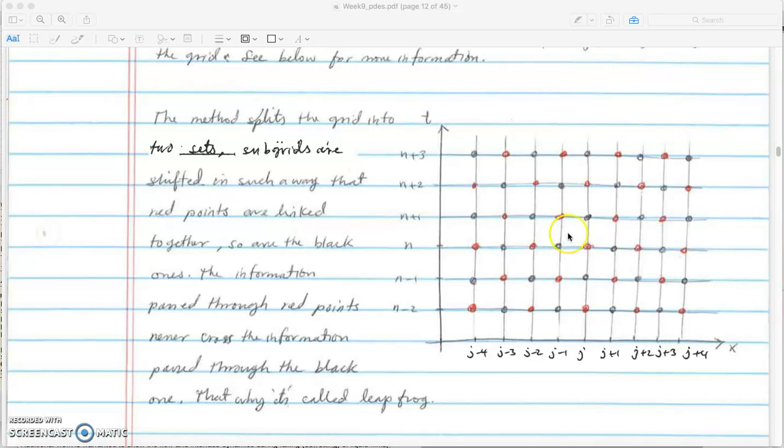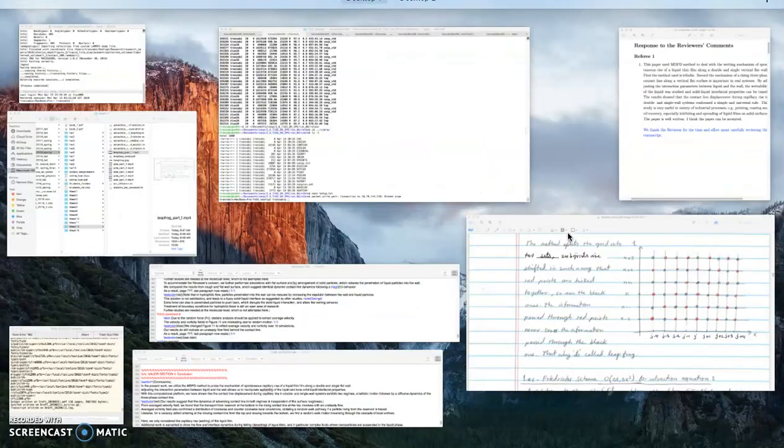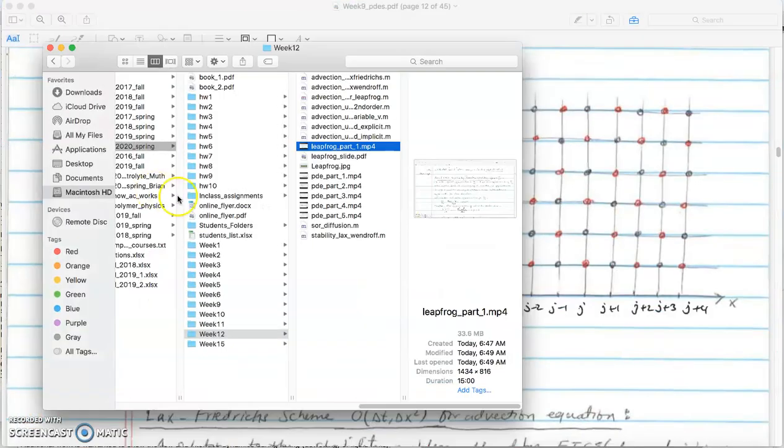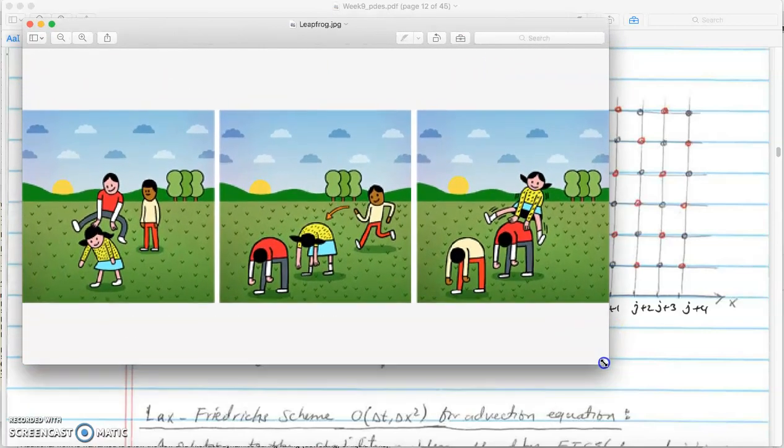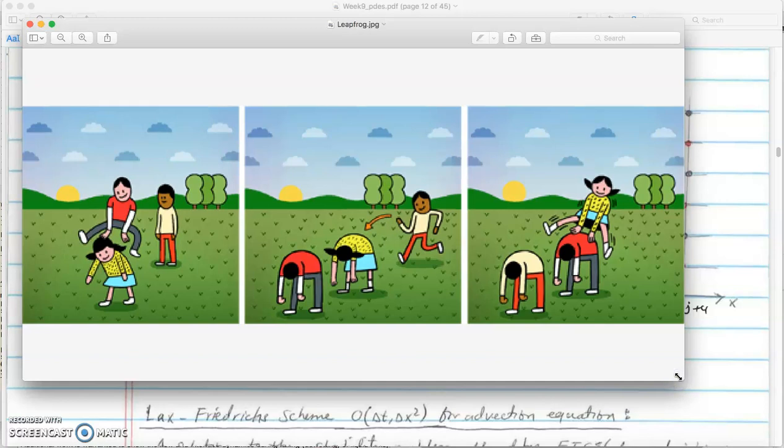And if you remember from childhood, you might have played this game where, let me make this bigger. So here are the kids. They're actually playing Leapfrog. This is a well-known childhood game. So basically, if this person wants to play the game, what he does is he jumps over her.